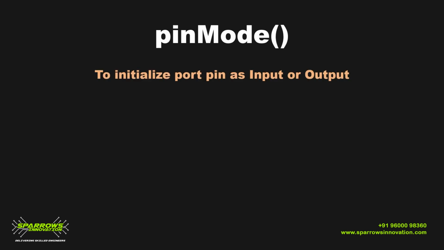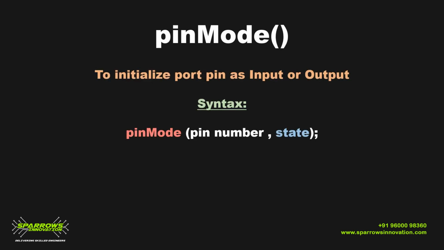Before using any digital input and output pin of Arduino as an input or output, you have to configure that pin as either input or as output. For configuring any digital pin as input or output, we have to use the function called pinMode. This is an Arduino function. By using this pinMode function, you can configure any digital input output pin as input or output. So this is the syntax of the pinMode function.